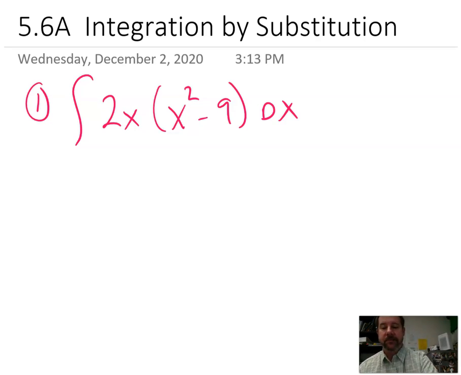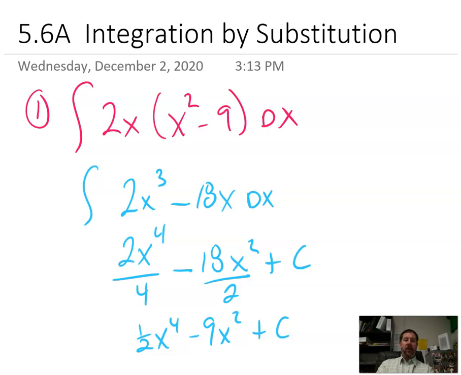All right? Okay, so multiplying out, I get the integral of 2x cubed minus 18x. Integrating that, we end up with 1/2 x to the fourth minus 9x squared plus c. Okay, don't forget again on this problem, when we have an indefinite integral, you always have to have plus c. All right? Double check your work or look at my work here. But that's what, if we integrated normally, that's what this should look like.